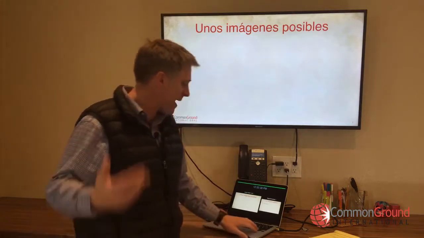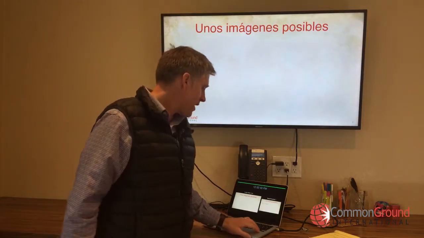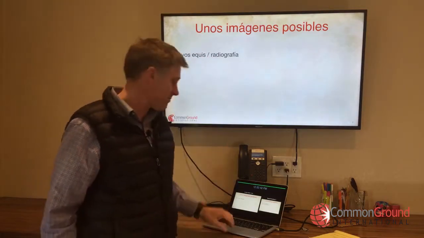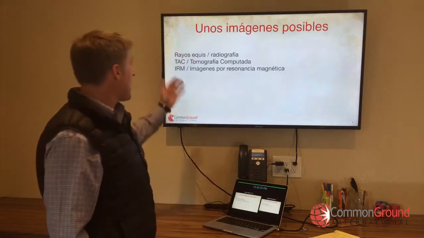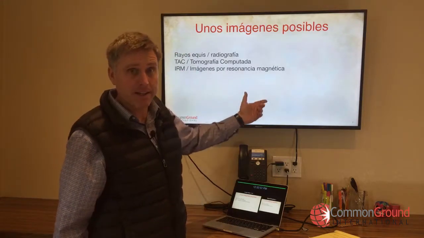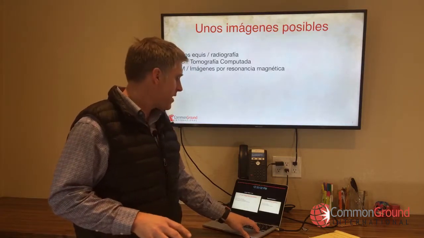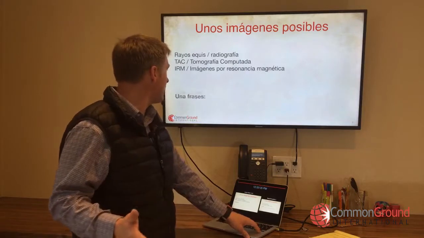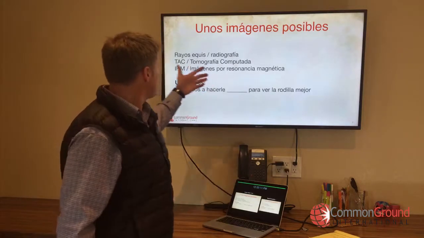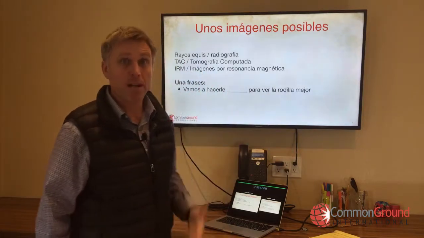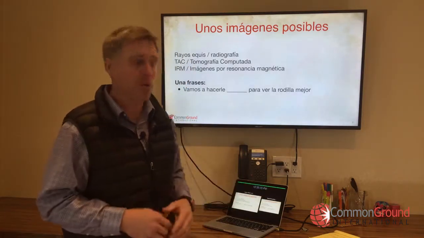Unos imágenes posibles. Getting back to some of those images, we already talked about radiografía y tomografía computada. We've got rayos X y radiografía, okay? And TAC, tomografía computada. IRM, imágenes por resonancia magnética, right? And so that's what we're dealing with, these types of exámenes. Here are some possible frases that might be useful as you're telling patients about getting these, okay? Vamos a hacerle rayos X para ver la rodilla mejor, para ver el hueso, para ver si el hueso está fracturado, ¿sí? To see if the bone is fractured.